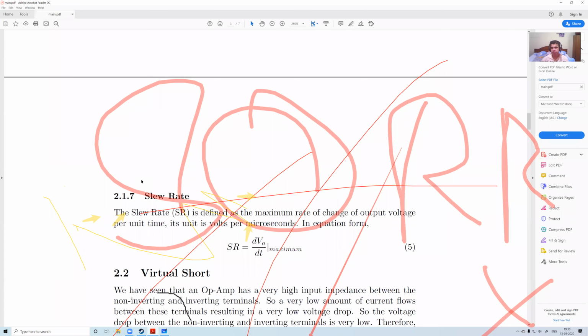And slew rate is the maximum rate of change of the output voltage per unit time. So fast op amps have a very high slew rate, ideal op amps have infinite slew rate. Okay. So that's it. I think for the basic level, this is more than enough.